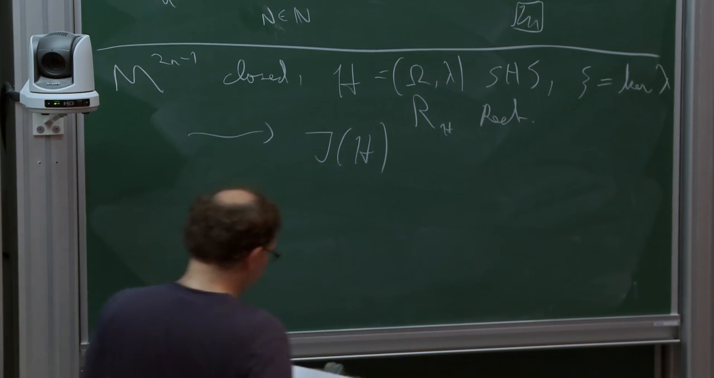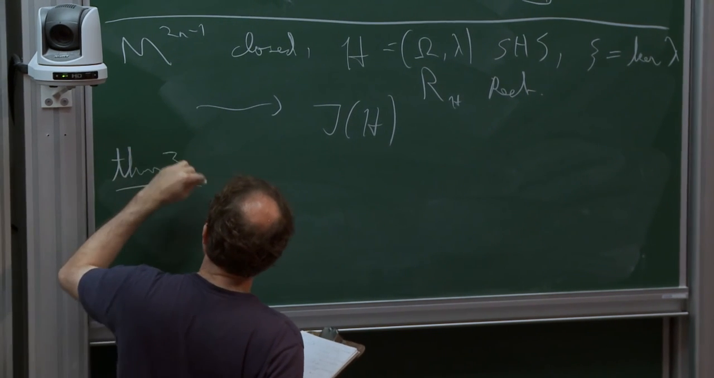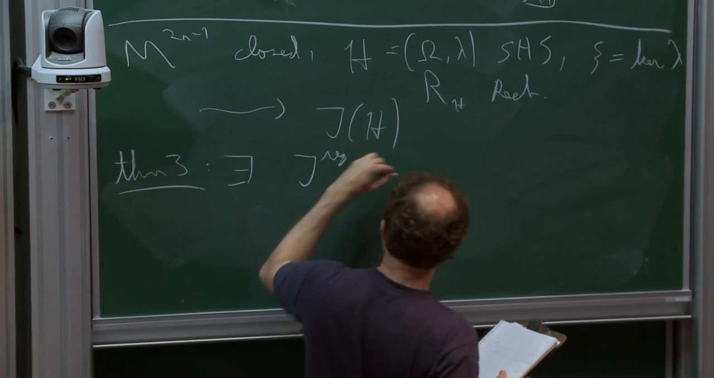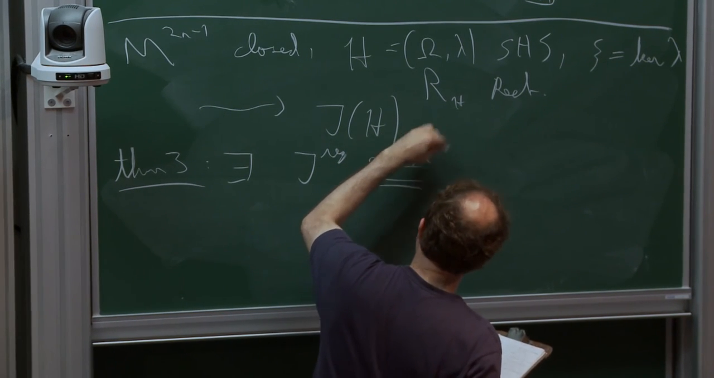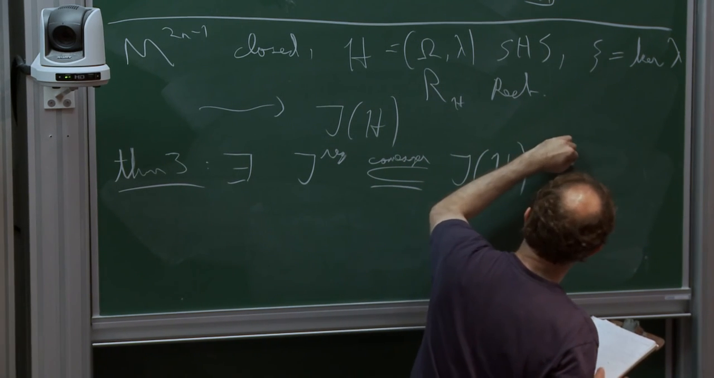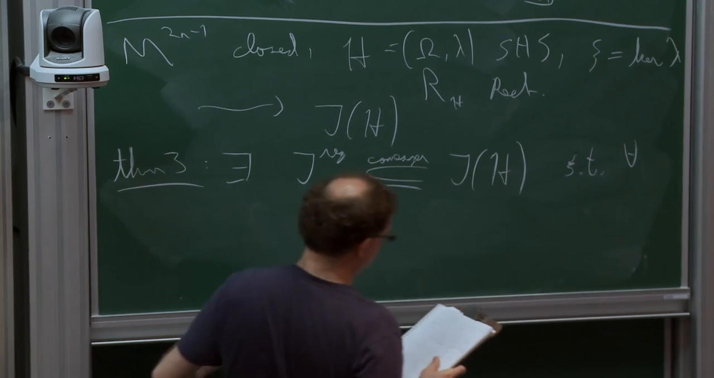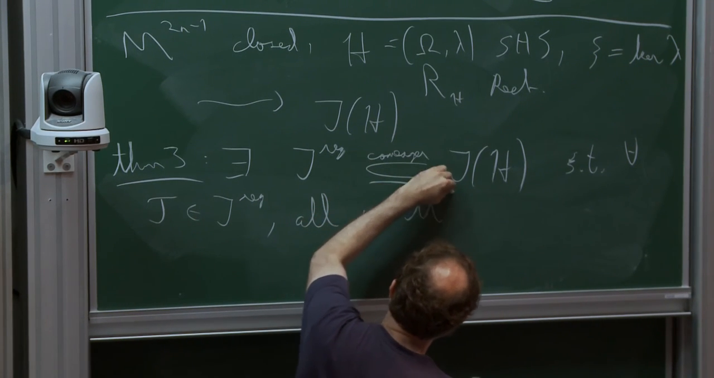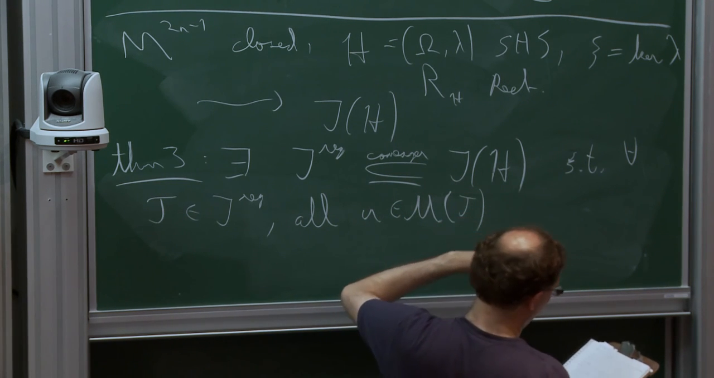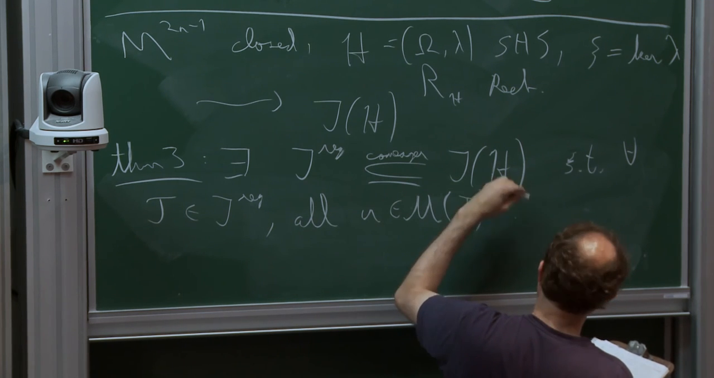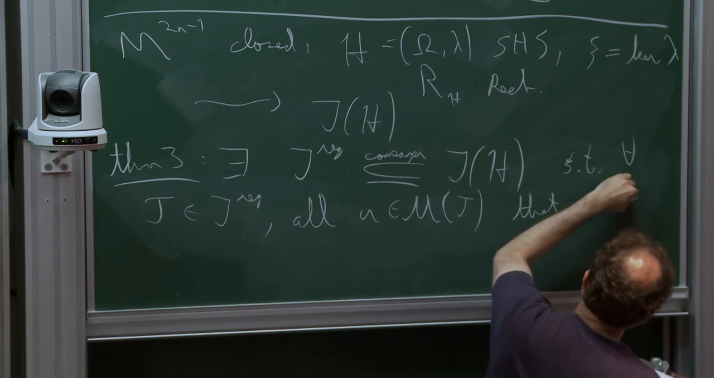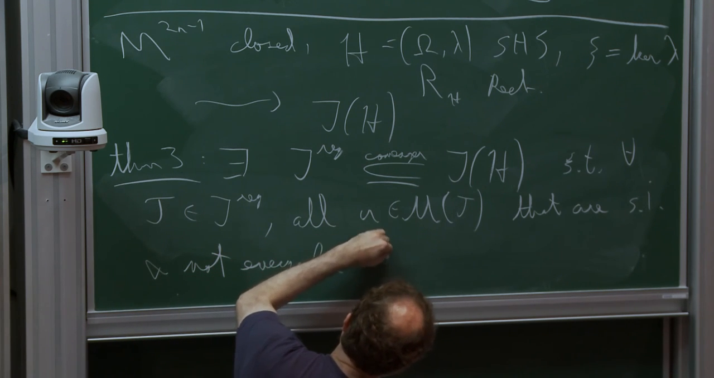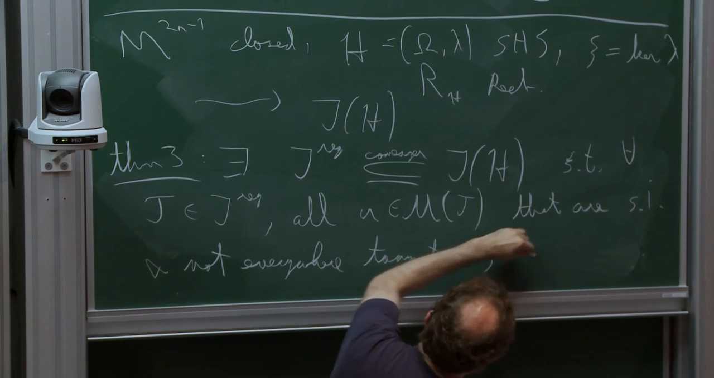So Theorem 3 says that there exists another space I'm going to call J-reg, a co-meager subset of J_H, such that for all J in J-reg, all J-holomorphic curves that are somewhere injective and not everywhere tangent to psi are regular.